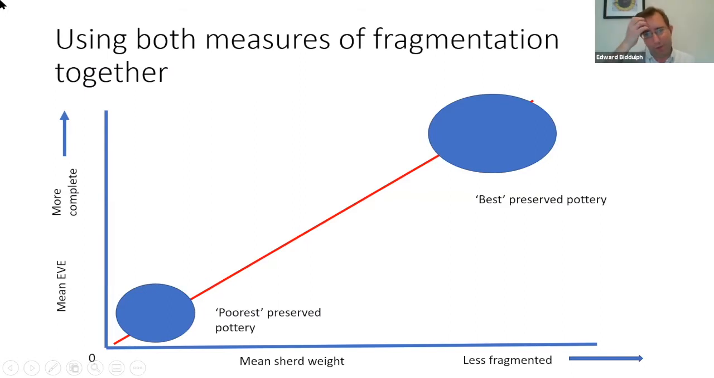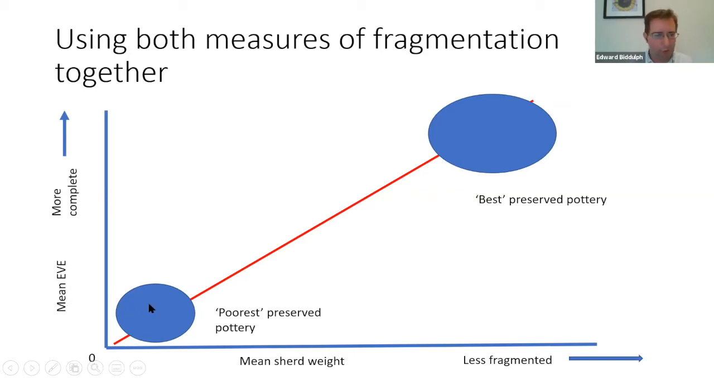Now, if we were to apply a theoretical model to this, this is the sort of thing we'd get. We've got mean sherd weight coming along here, and as we go along the x-axis, it becomes less fragmented. It's larger, heavier sherds. On the y-axis, mean EVE, as we go up, we get closer to 1 or 100%, and the pot's becoming more complete, if you like.